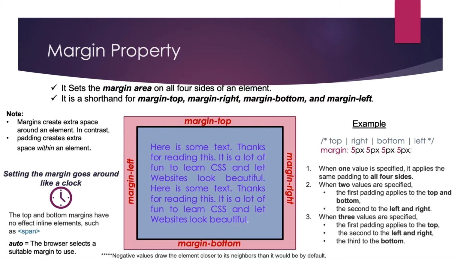The other difference is the top and bottom margins have no effect on inline elements such as span or anchor or anything like that. And you can set it to auto. The browser selects a suitable margin to use if you do that. You can also set negative numbers, which will draw the element closer to its neighbor than it would be by default. So you can tighten it up even more by using negative numbers. Play with it and see. The very best advice I can give is to play with it all and see what looks good to your eye and make sure you're clear on how it works.